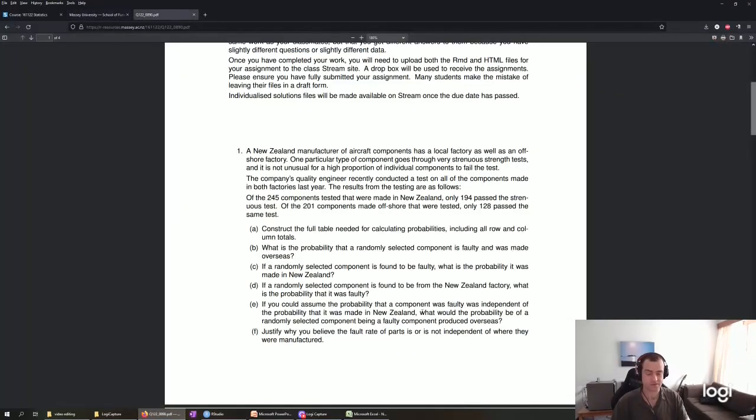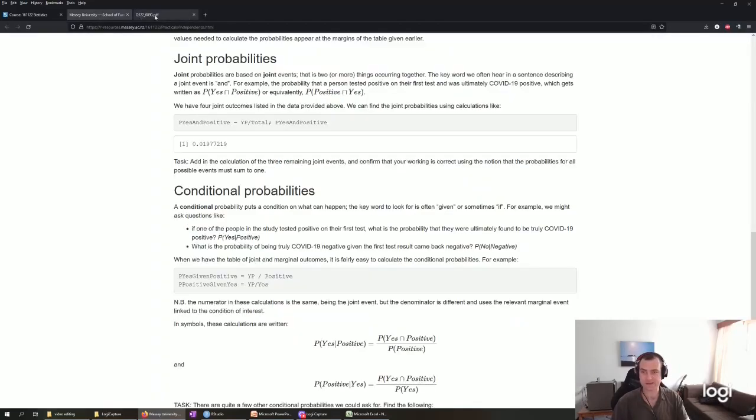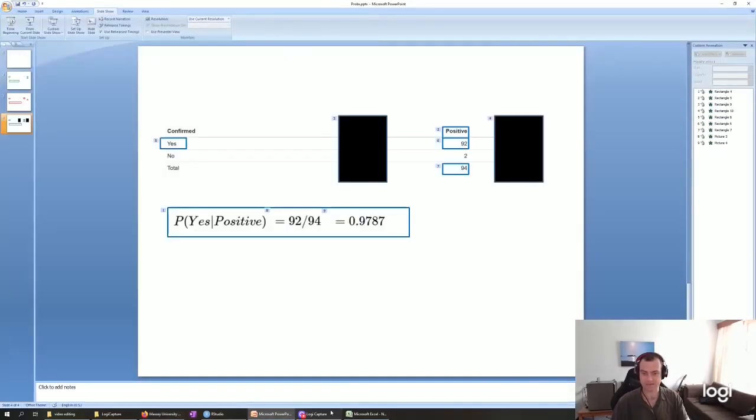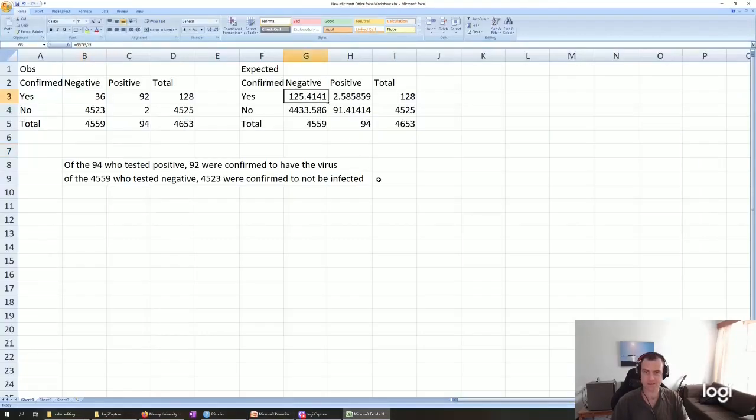The way the question was phrased down here is, what is the probability that a randomly selected component will be produced overseas? So in that case, we just need to be careful to convert our totals here into a probability.